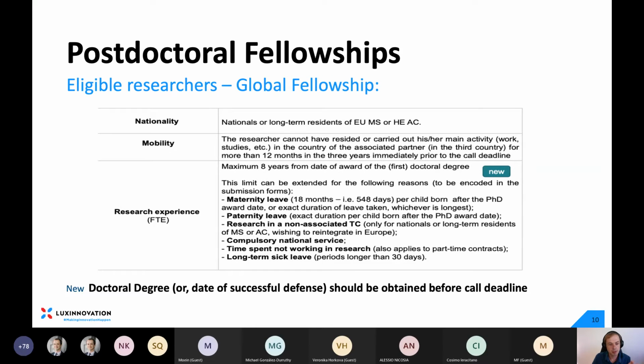For the global fellowships, it's a bit different. Therefore, the nationality, you need to be a European Member State or associated country national or long-term resident. And there, the mobility is a bit more interesting because of these 3 years, or let's say the 12-month rule. If you already stayed in Luxembourg for longer than these 12 months, and you counted 2 years that you will be abroad in the third country, that can make it more attractive for, let's say, more local people.